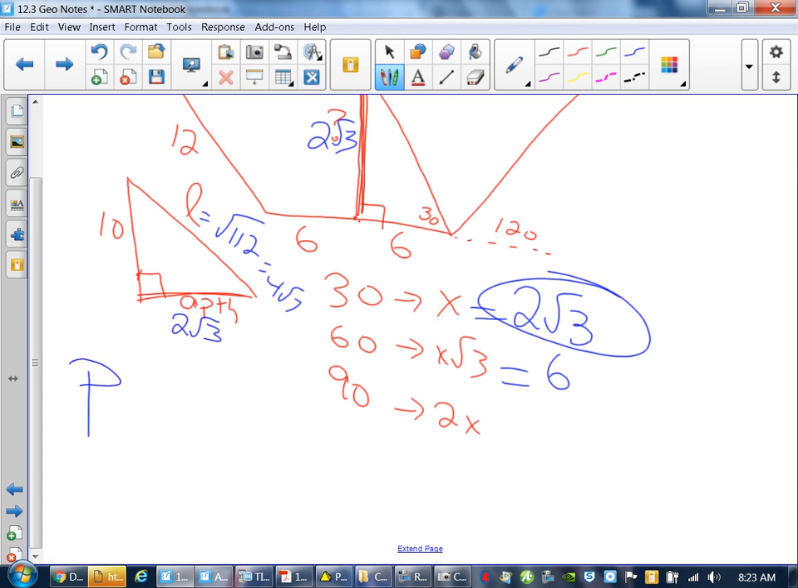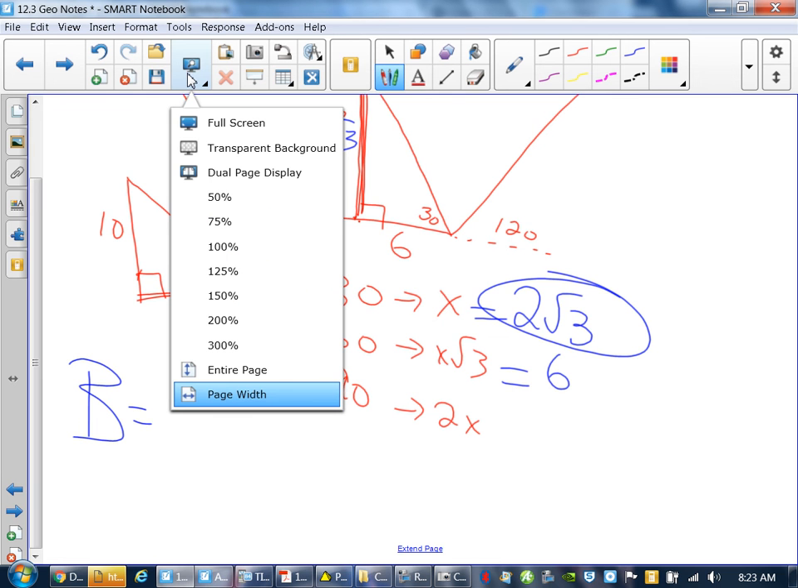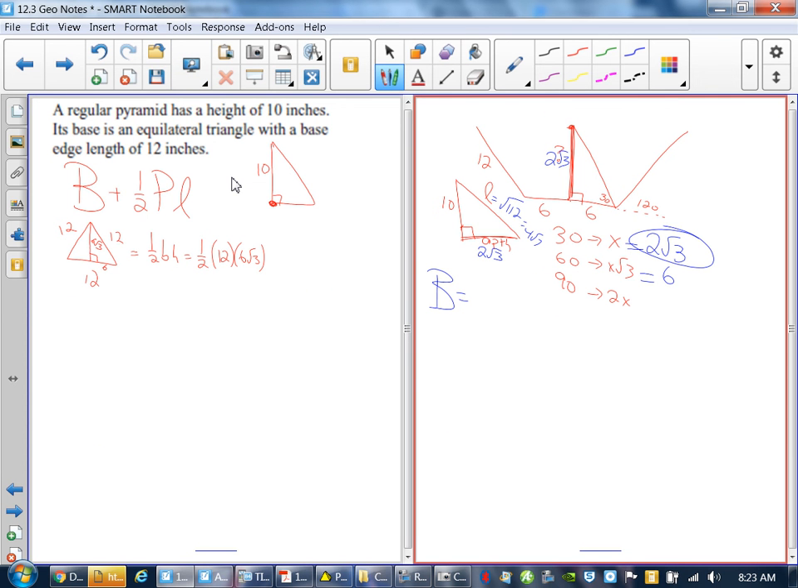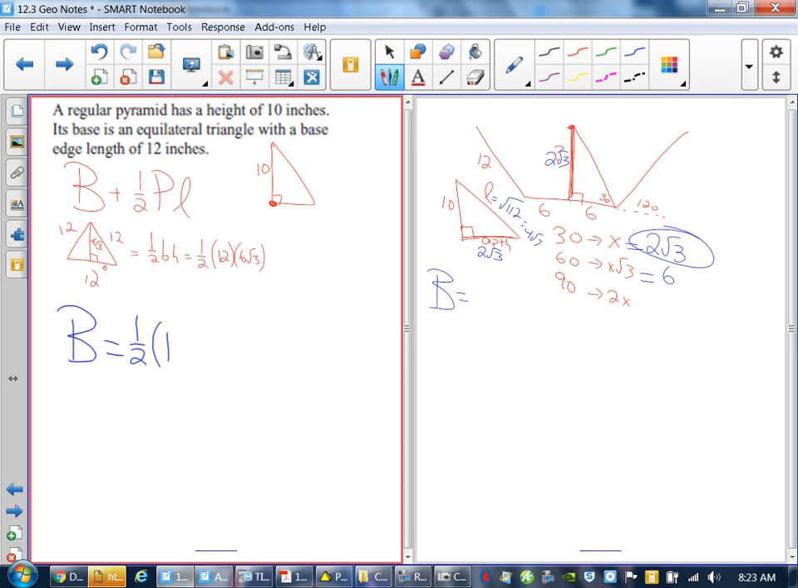So big B was our 1/2 of 12 times 6 root 3. The perimeter is 36 because there's 3 sides of 12. And our slant height, which we had to do all that extra work for, is 4 root 7. That's where we got the square root of 112.